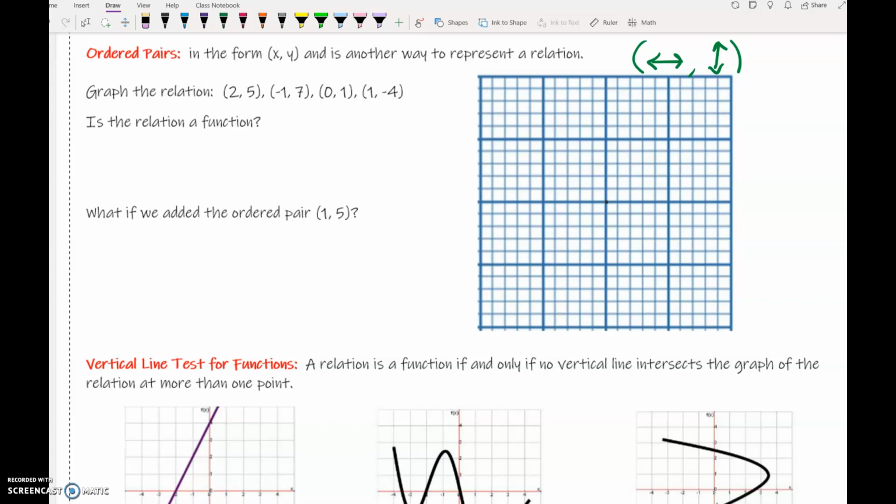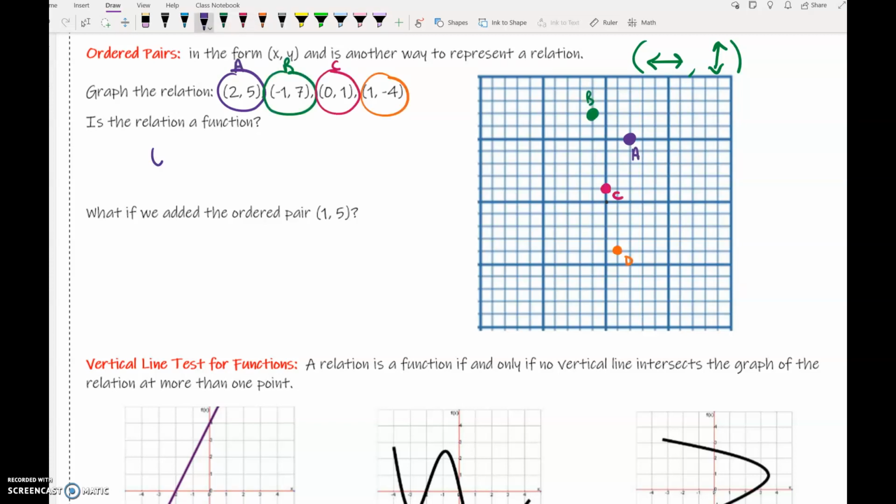Okay, let's plot the first one together. The point 2, 5 is 2 to the right from the origin and 5 up. Right there is the point 2, 5. On your own, pause the video, plot the next 3 points.